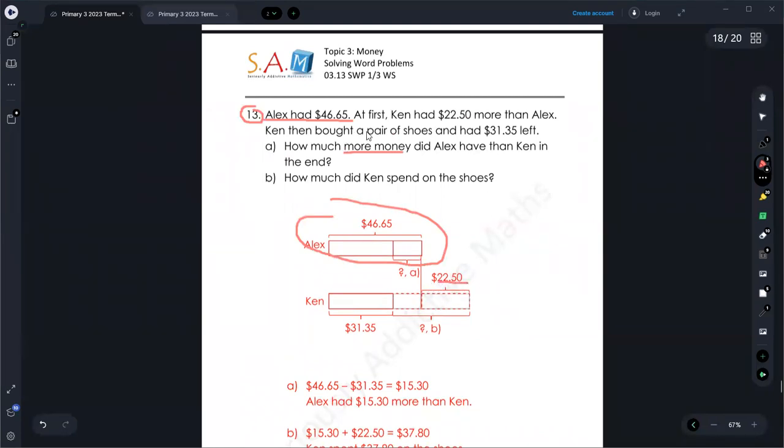All right, and then Ken bought a pair of shoes and had $31.35 left. I keep saying Kenneth, I don't know why. So this is the amount left. So this must be the amount that he spent on shoes. So use this to help them. So Alex would have $46.65 minus $31.35, and you'll know how much he has. So that's for E. First question mark, second question mark.